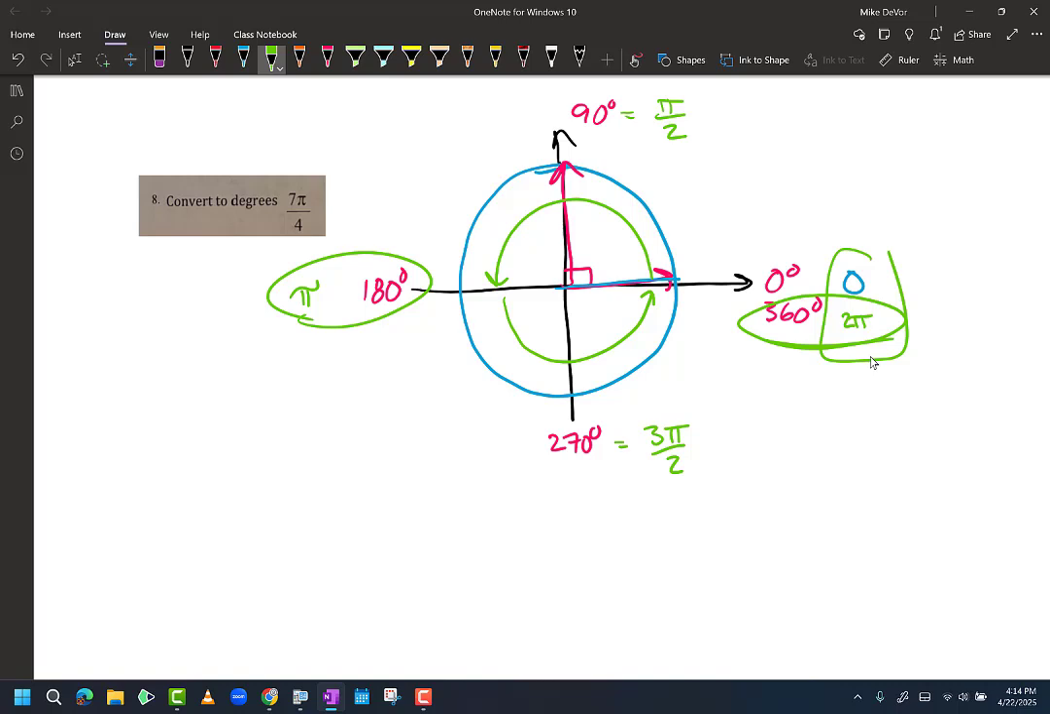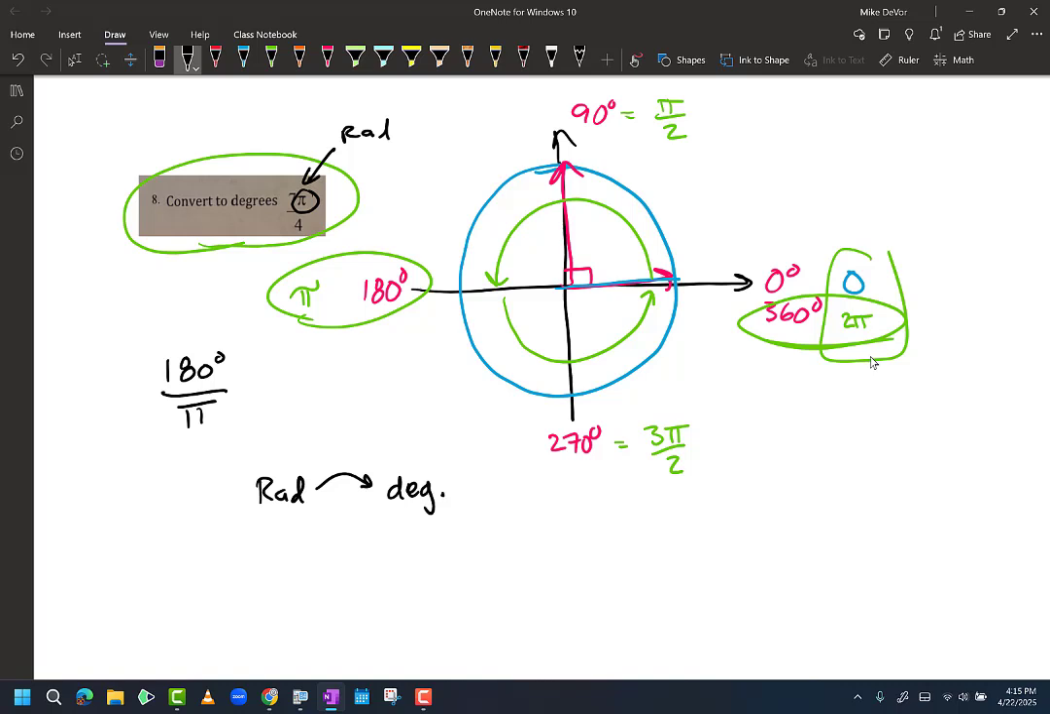So when we're saying convert to degrees, we're going to use one of these conversion factors: 360 degrees for every 2 pi, or 180 degrees for every pi. So how are we going to convert this to degrees? This is in radians, and an easy way to tell is because it has the pi attached to it. So we want to go from radians to degrees.